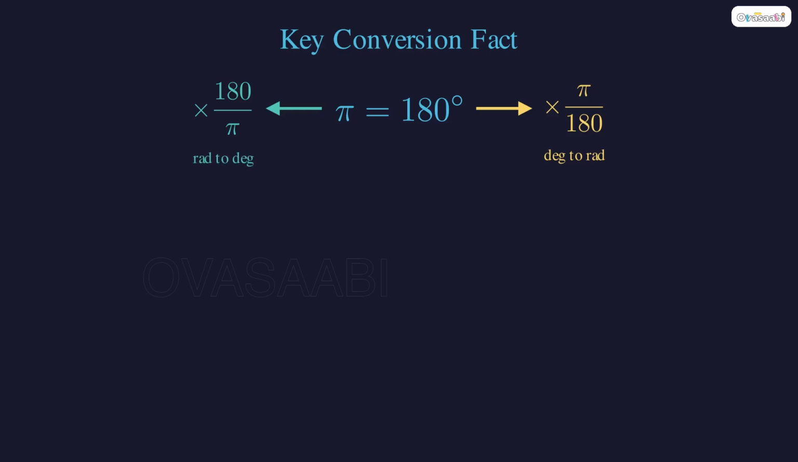Here is the key fact. Pi equals 180 degrees. To get radians, multiply by pi over 180. To get degrees, multiply by 180 over pi.